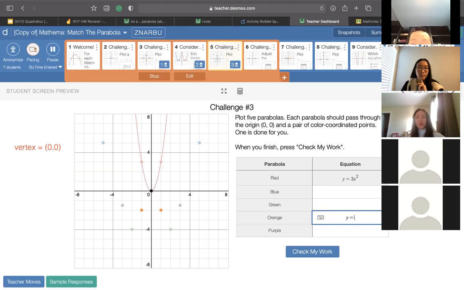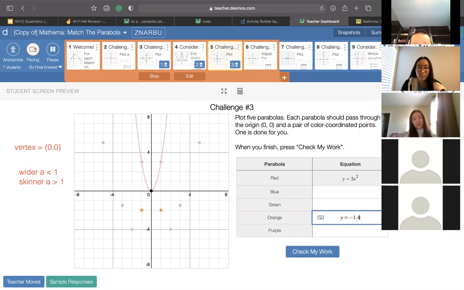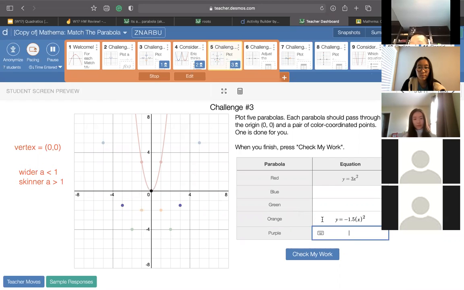Would you agree with me that it's skinnier than x squared? Yes, I'm gonna assume you agreed with me. So it's skinnier, which means the absolute value of a has to be bigger than 1. I'm just gonna try 1.5. But the points are below the origin. It's opening down this way, so I know that my a has to be negative. So I'm gonna try negative 1.5 times x squared, and then check my work.